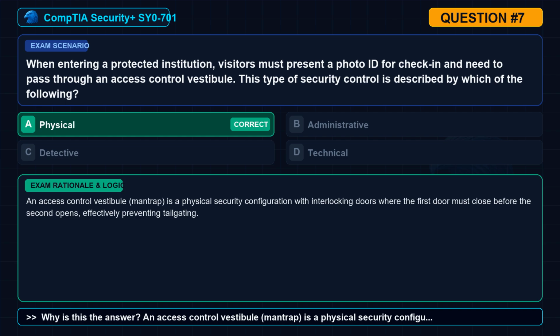Why is this the answer? An access control vestibule, mantrap, is a physical security configuration with interlocking doors where the first door must close before the second opens, effectively preventing tailgating. Notice how the question highlights must present a photo ID, pass through an access control vestibule, type of security control. In the CompTIA exam, always look for these operational clues.